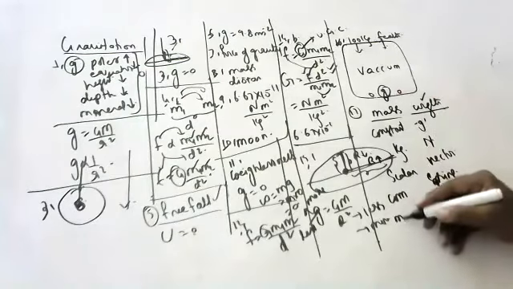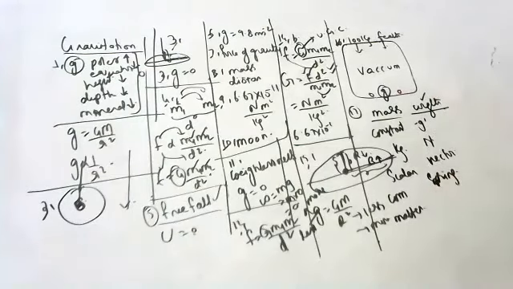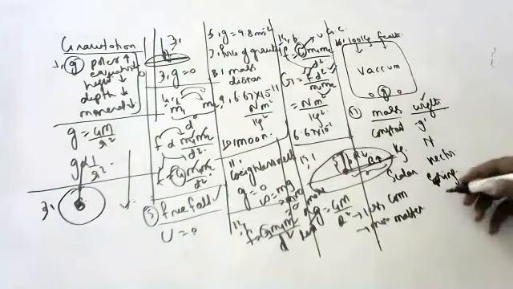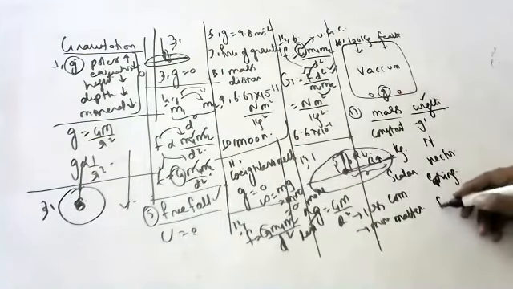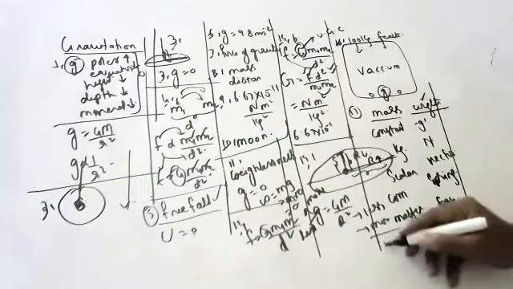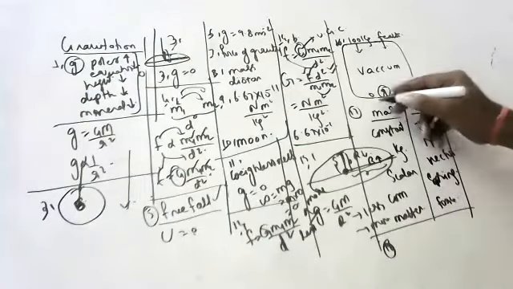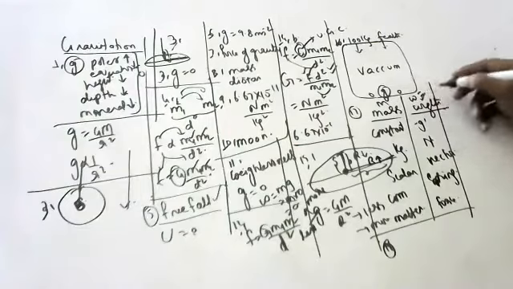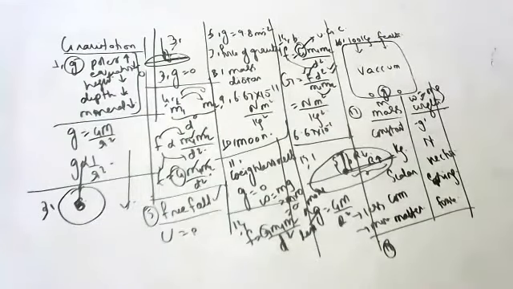Mass is the matter contained in the body, and weight is the force with which Earth attracts all the bodies towards it. So that is the difference between mass and weight. This is M, this is W, and the formula for weight is W is equal to mg.